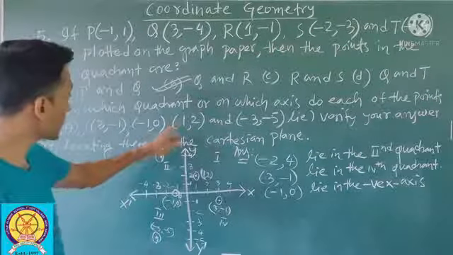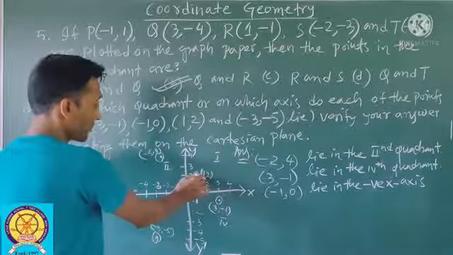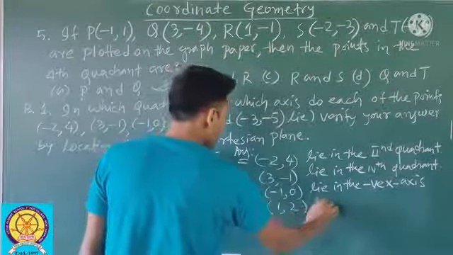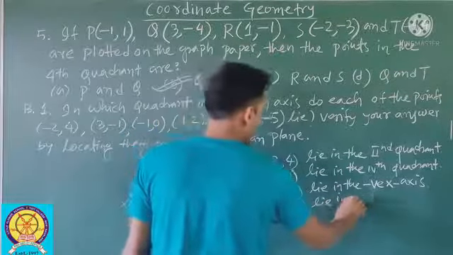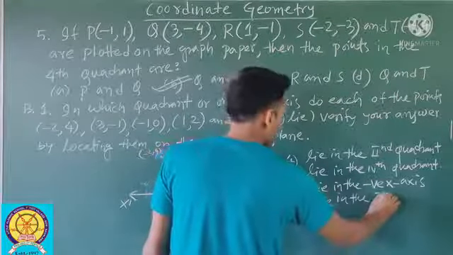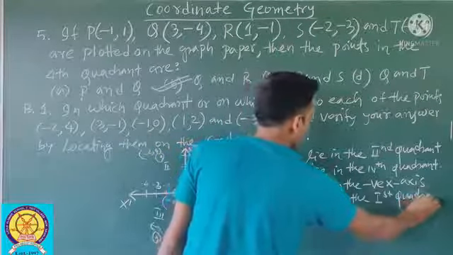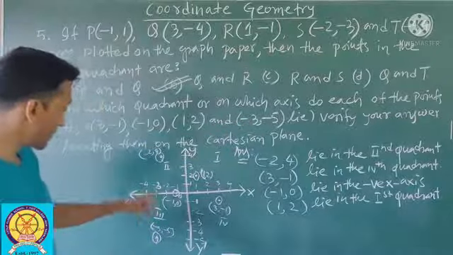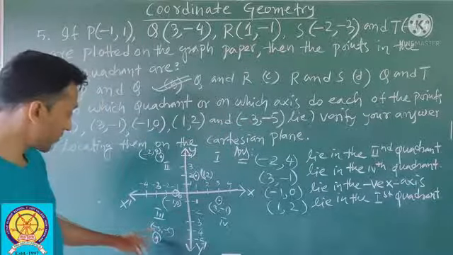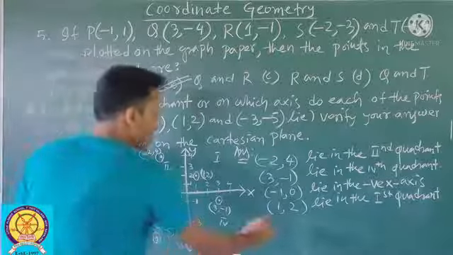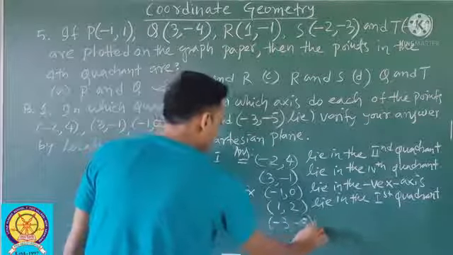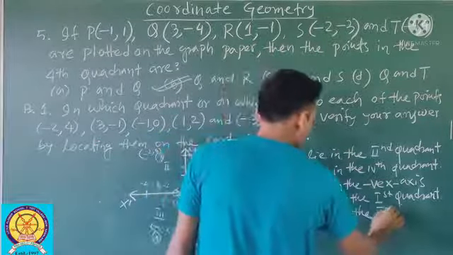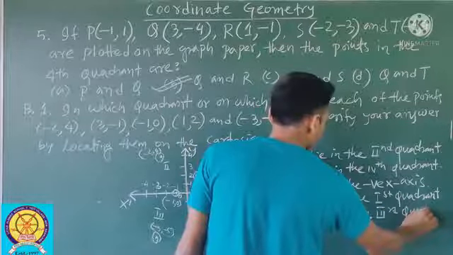Okay. Next (1, 2). This one is the point. It is in the first quadrant. The coordinate (1, 2) lies in the first quadrant. Next (-3, -5). You see, this point is in the third quadrant. Minus 3, minus 5 lies in the third quadrant.